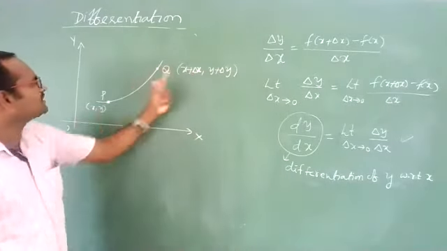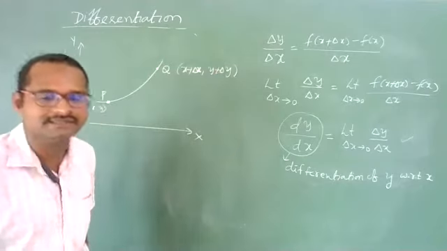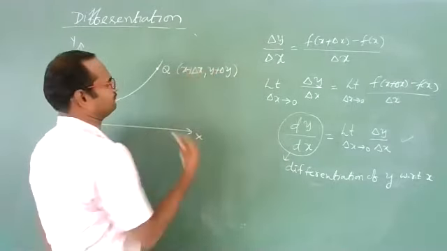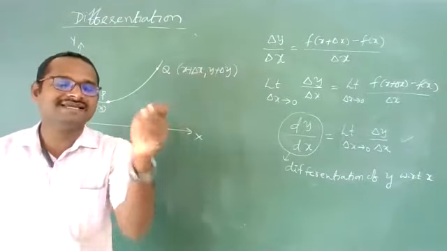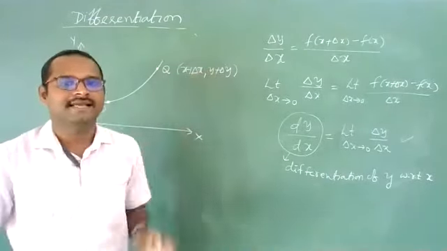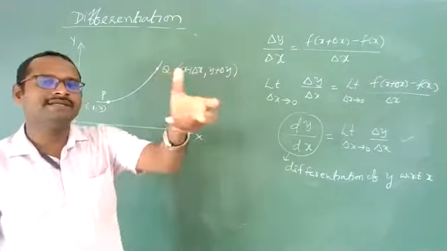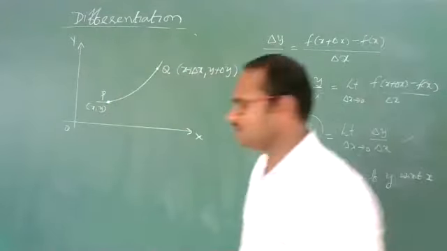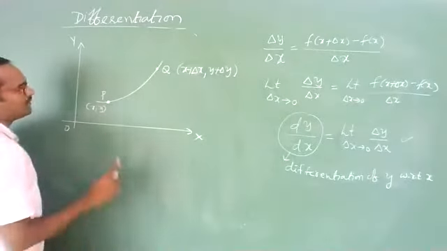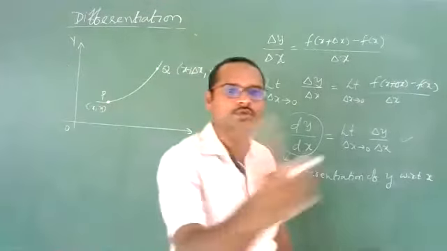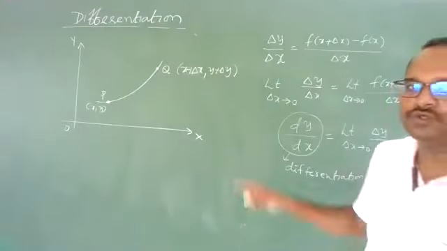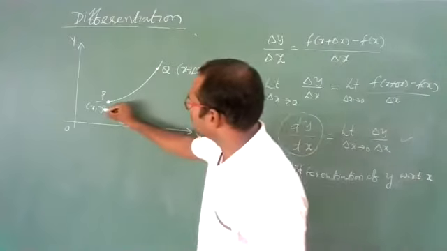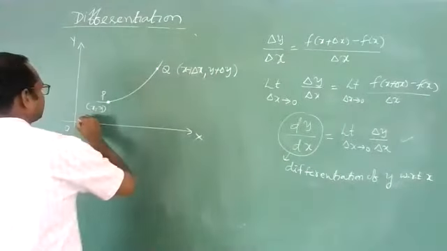This is x1, y1, x2, y2. You imagine like this. Now the x2 value is x plus a small increment in x. The y2 value is y plus a small increment in y. Okay, students? Now from this, let us try to find the slope of this graph between these 2 points P and Q. We want the slope. You draw one line like this.